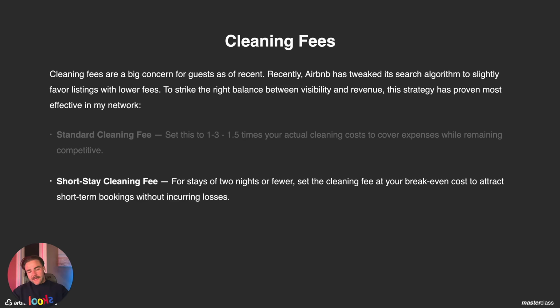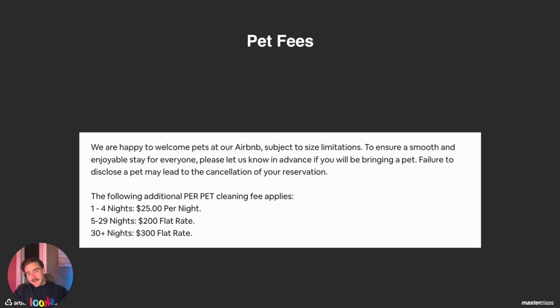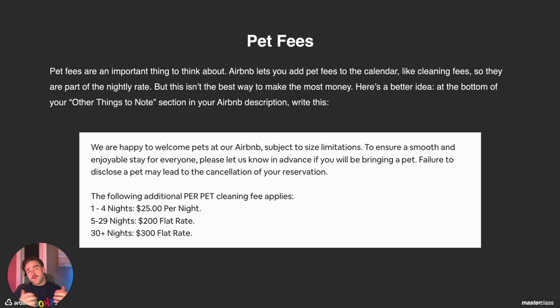So for short stays, you break even, but you get a boost in visibility. And from 3 days onwards, your cleaning fee will cover your expenses as well. Next up is pet fees. Pet fees are an important thing to think about. Airbnb lets you add pet fees to the calendar, just like cleaning fees, so they are part of the nightly rate, but this isn't the best way to make the most money.